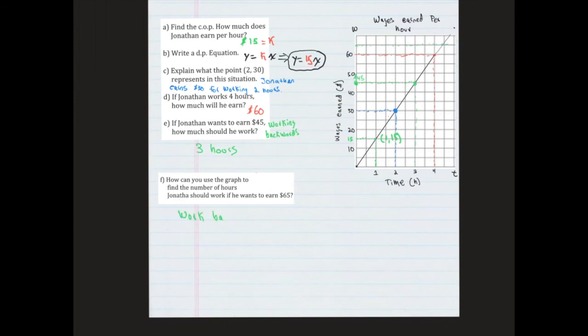So work backwards, like part E, but extend the line. So you know where the point is at.